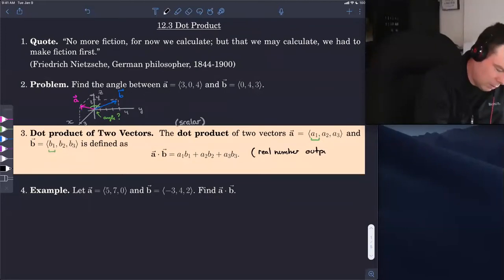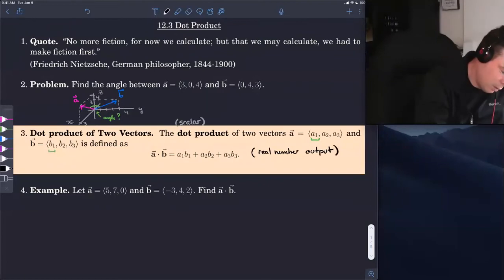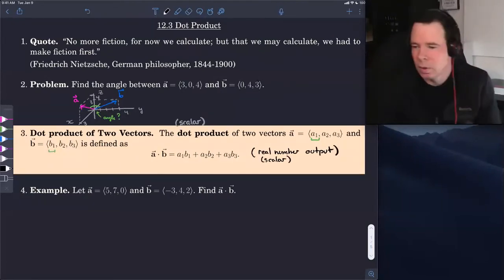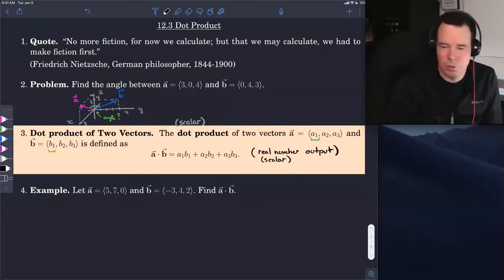This is something to keep in mind. The dot product produces a real number output, also known as a scalar. So this is a scalar output, as opposed to next class when we introduce the cross product, which takes two vectors in and produces a vector as an output. Okay, so the dot product takes two vectors and produces a scalar.